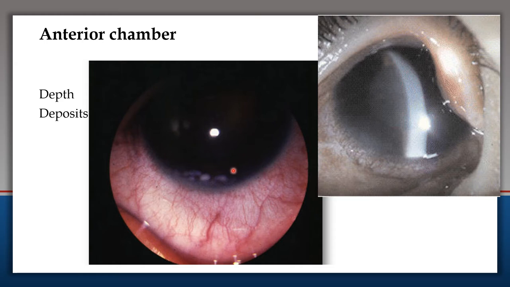In contrast, this is a deep anterior chamber, but there are whitish deposits, fluffy whitish material, which may signify that these are malignant cells coming from the retina.